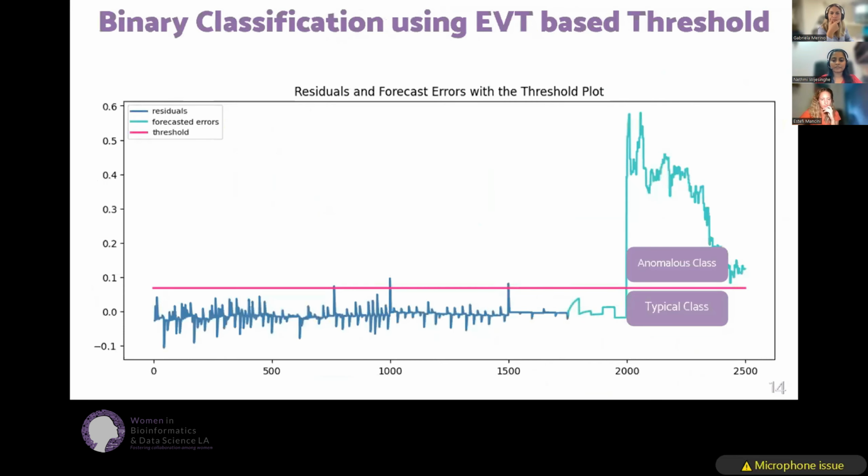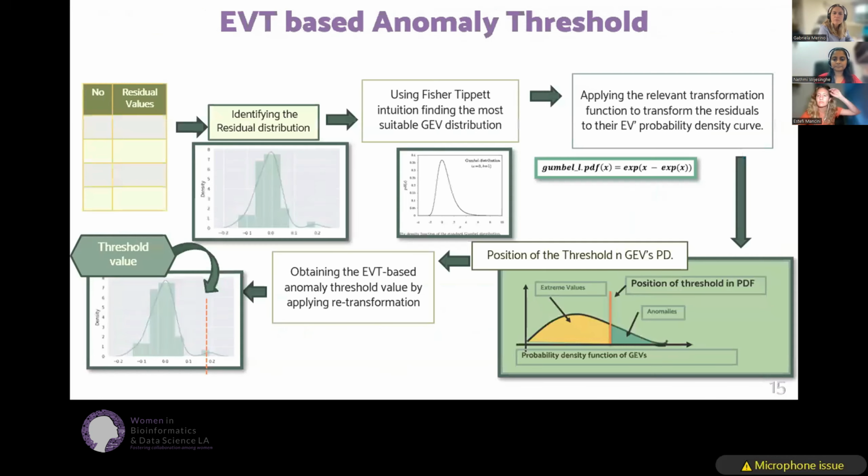Following the ARIMA model of the machine learning module and the LSTM of the deep learning model, we obtain the residual and the forecasted error series. The residual series is used to calculate the anomalous threshold, and then we classify the data points in the forecasted series as anomalous behavior if greater than the calculated threshold value, else as typical behavior.